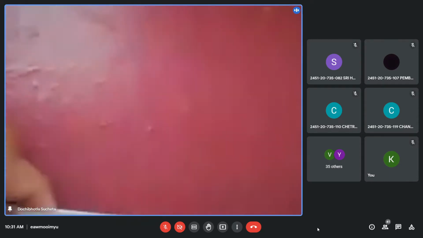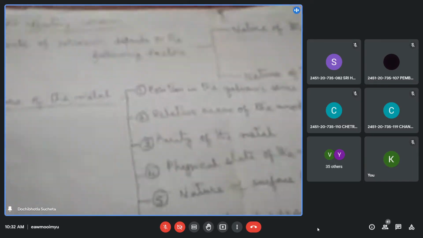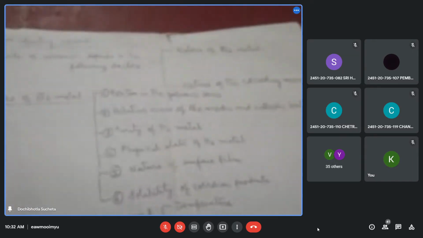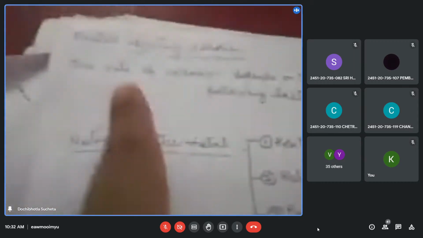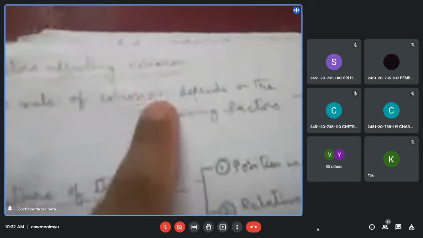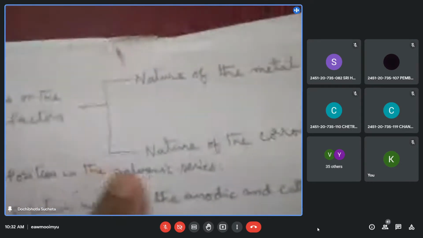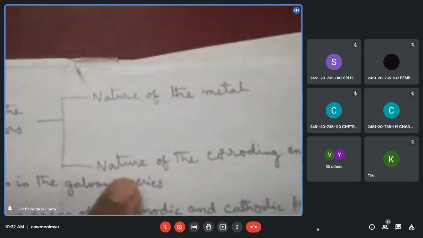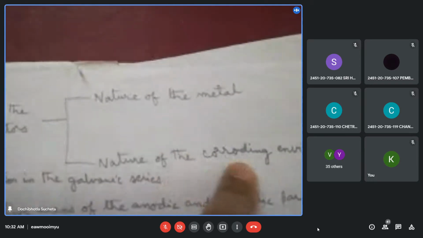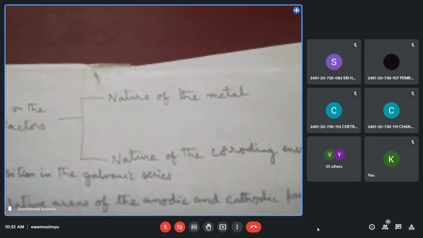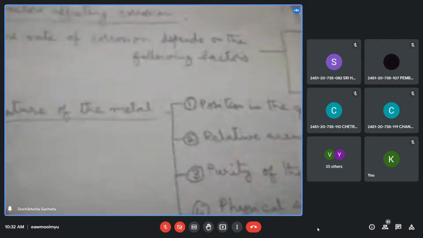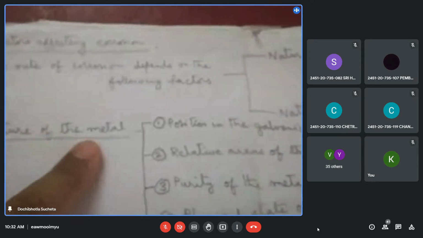Very easy. Only thing is you need to understand. For that, I'll make it more interactive. I'm talking about the factors affecting corrosion. The rate of corrosion depends upon the following factors. The first one is nature of metal. The second one is nature of the corroding environment or the medium. So I'll begin with the first one, nature of the metal.